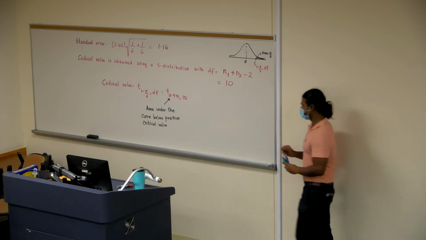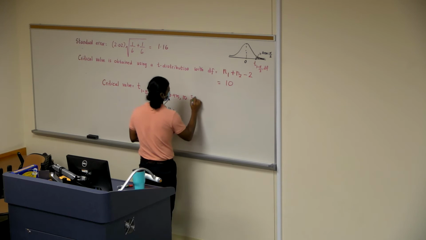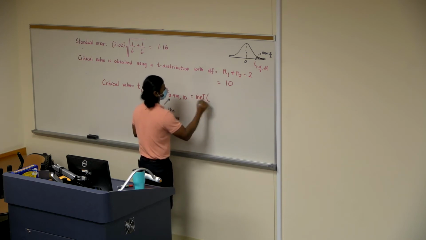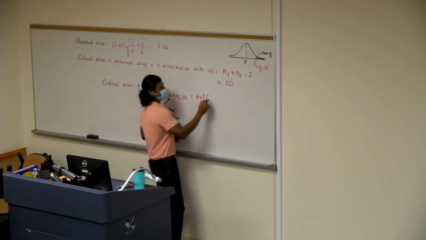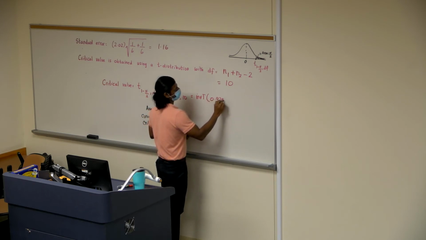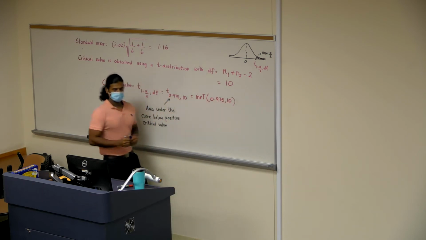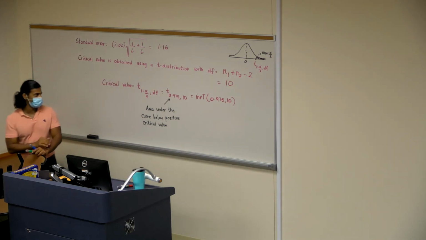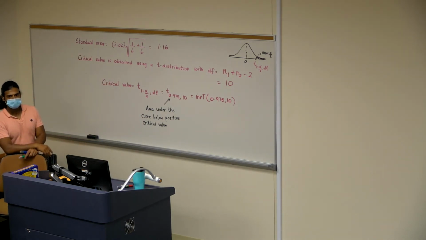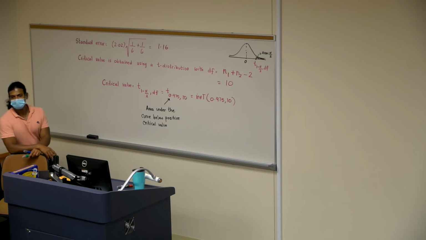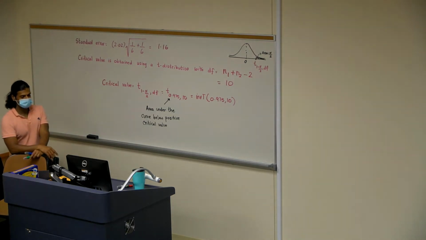And we can just use the function inverse t, 0.975, comma 10. If you do not have the inverse t function in your calculator, use the chart. Okay, put it in the calculator and tell me what you get.